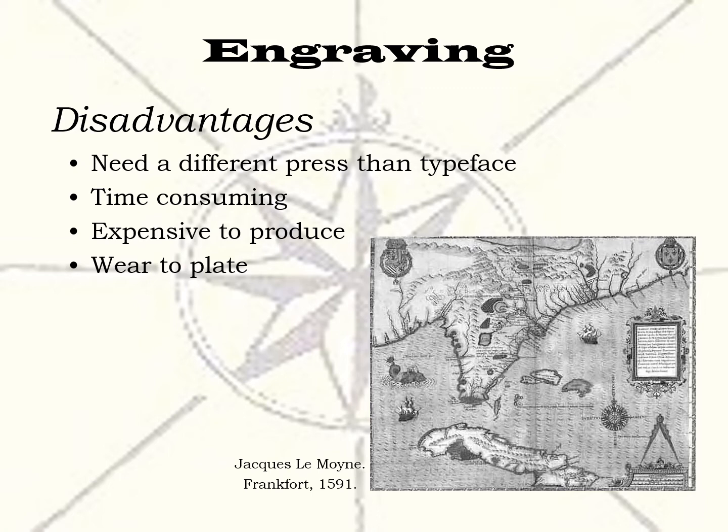It was also quite expensive to produce an engraved map. Copper itself was quite expensive, and you needed highly skilled craftsmen to engrave the plate. Finally, plates could wear out because of the soft metal and the high pressure used, so there was a limited number of impressions which could be run off.